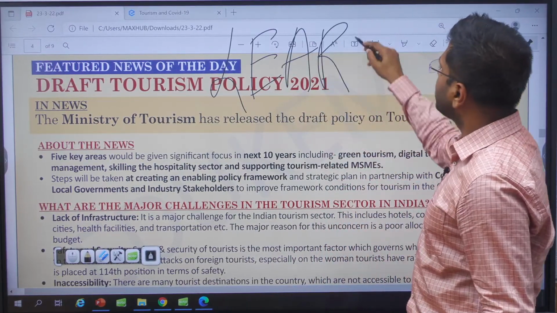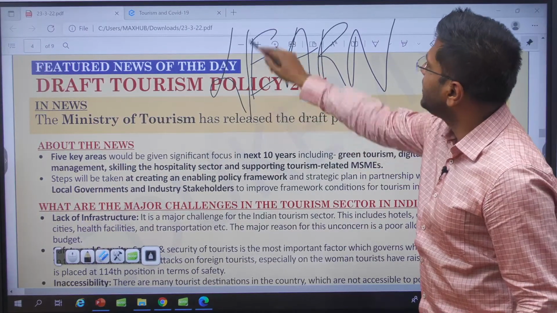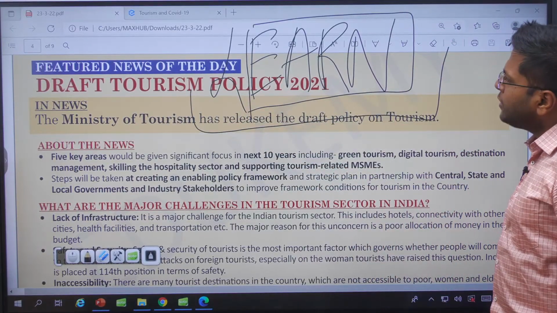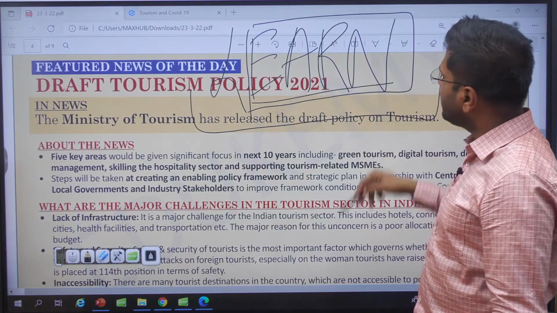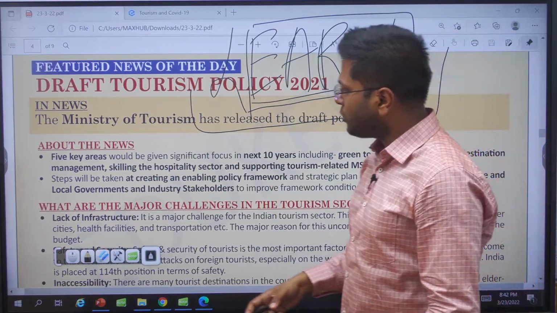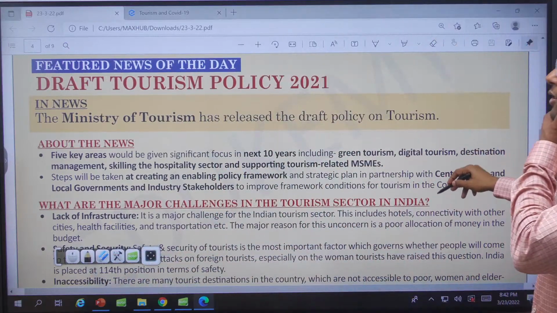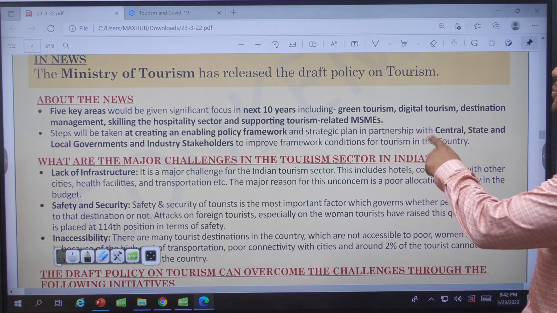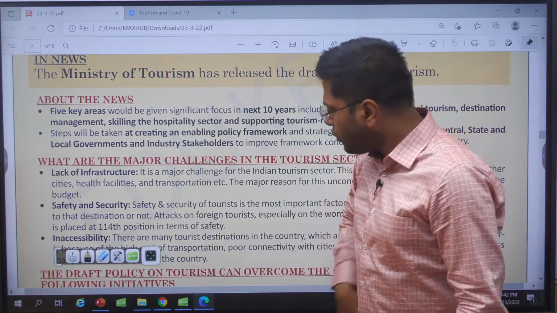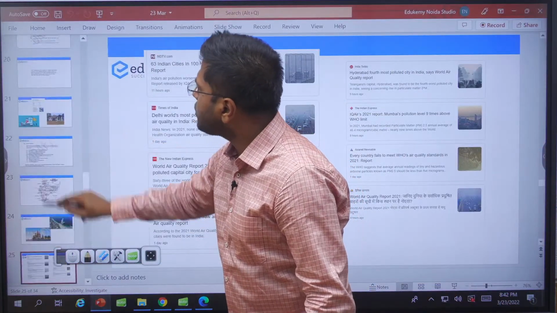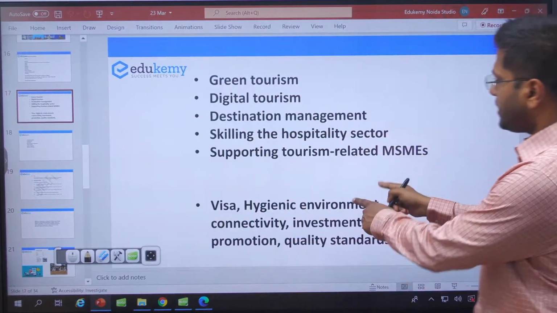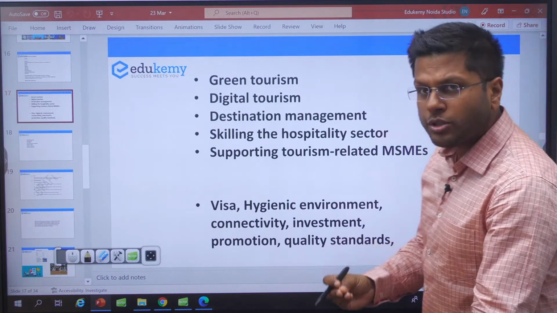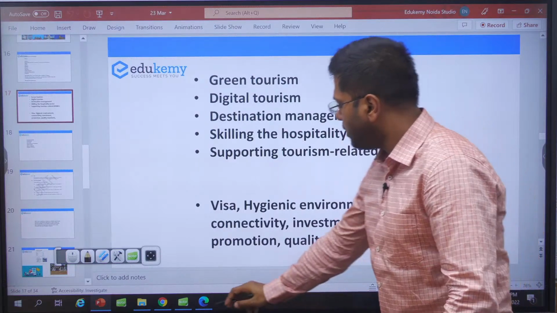While you learn, we also earn, right? So while we learn various things about the culture, we earn a lot of things, and we also make people learn through this. Is it not true? Absolutely true. So getting back to the featured news and finishing it off as soon as possible, the 5 key areas I have mentioned: green tourism, digital tourism, destination management, skilling the hospitality, and supporting tourism related MSMEs. Along with that, I had mentioned very clearly there are a few more areas of focus, which are visa, hygiene, environment, connectivity, quality standards, investment, and promotion of tourism. Right? Promotion, their digital promotion amongst people around the whole world. This is important, right?